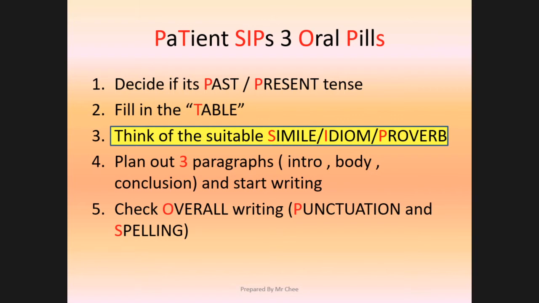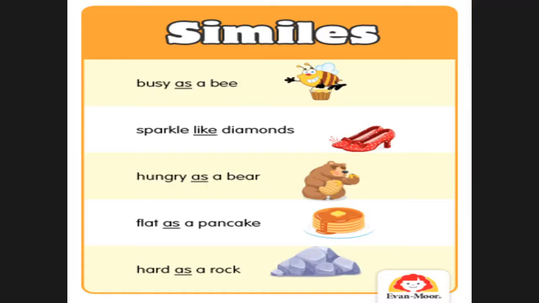Okay, step three is SIP. S is for similes, I is for idioms, P is for proverbs. We need to think of suitable similes, idioms and proverbs for our essay to help us get more marks and a higher grade. Okay, we need to think of the similes, idioms and proverbs. Go to the next slide.